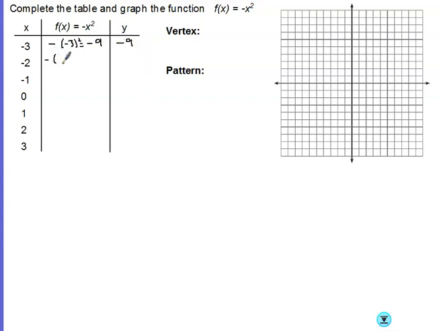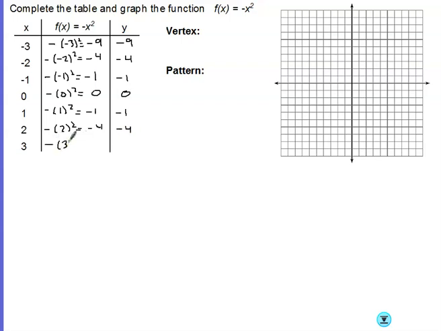When I plug in a negative 2, I have a negative, and then my negative 2 is being squared. So I have a negative of negative 2 squared, which is 4, so negative 4. Negative, and then negative 1 squared becomes negative 1. Negative of 0 squared becomes just 0. Negative of 1 squared becomes negative 1. Negative of 2 squared becomes negative 4. Negative of 3 squared becomes negative 9.